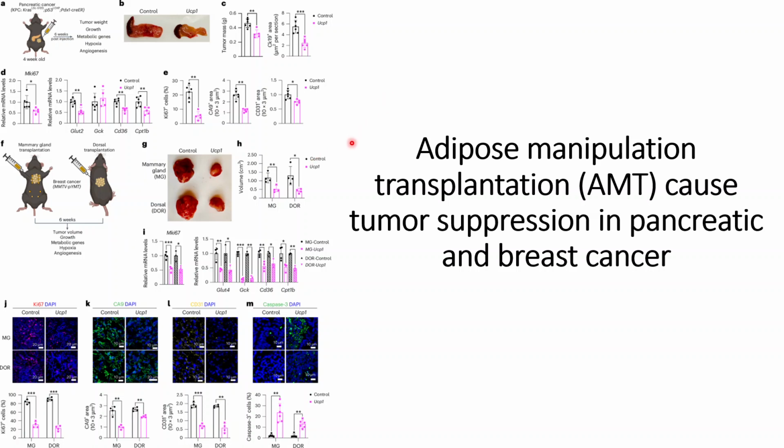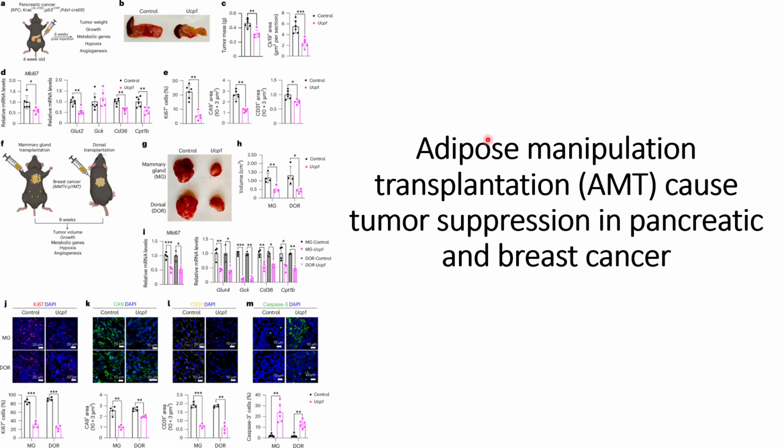In this video, we will discuss some of these AMT applications on pancreatic and breast cancer cells. AMT means adipose manipulation transplantation. It can cause tumor suppression in pancreatic cancer and breast cancer. We have discussed this AMT in our previous videos. You can refer to those videos to understand what adipose manipulation transplantation means.